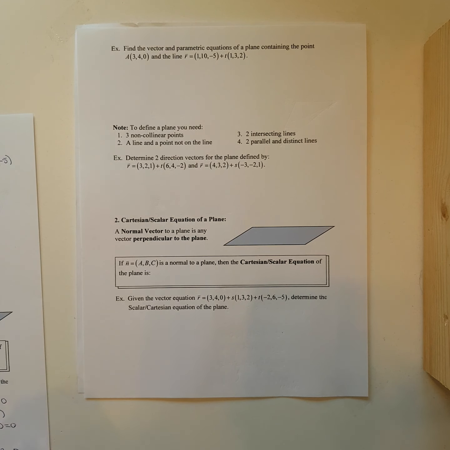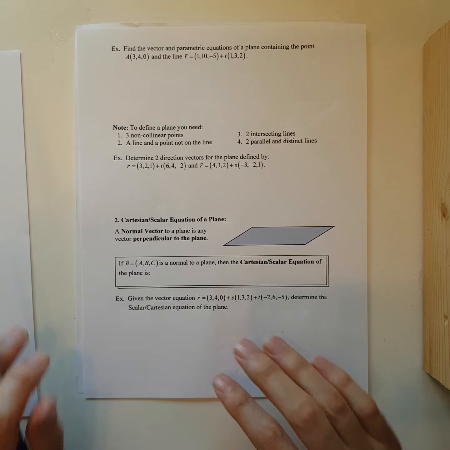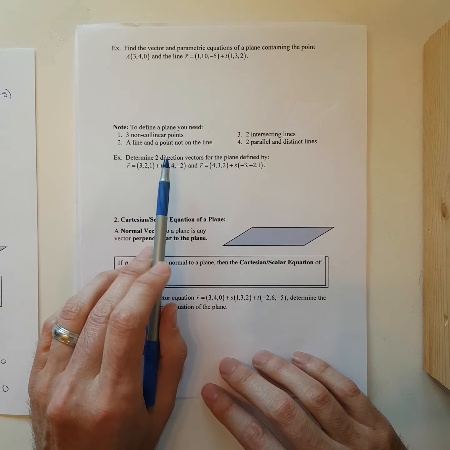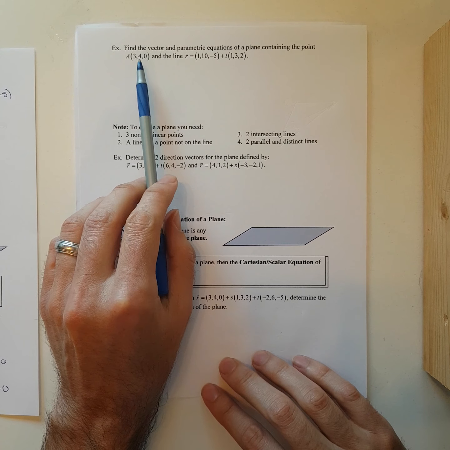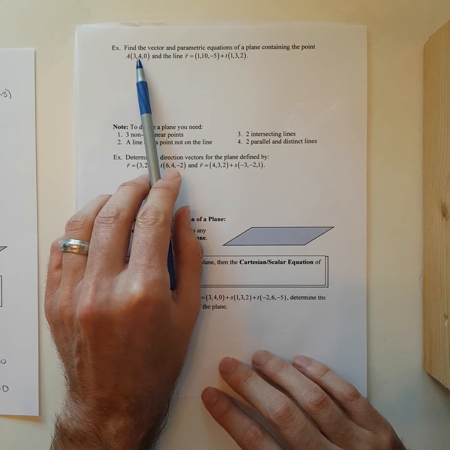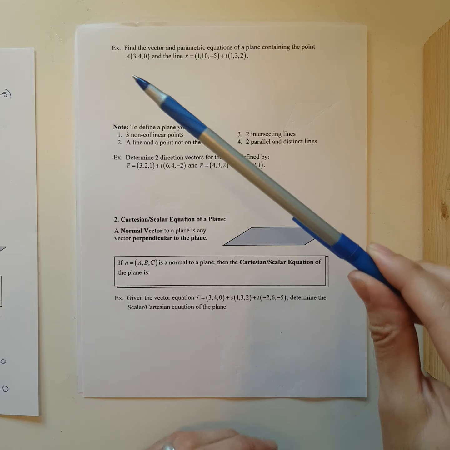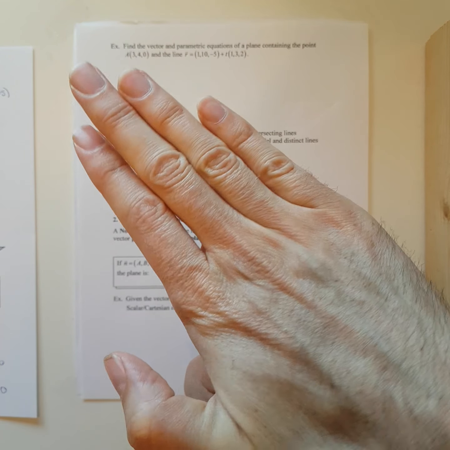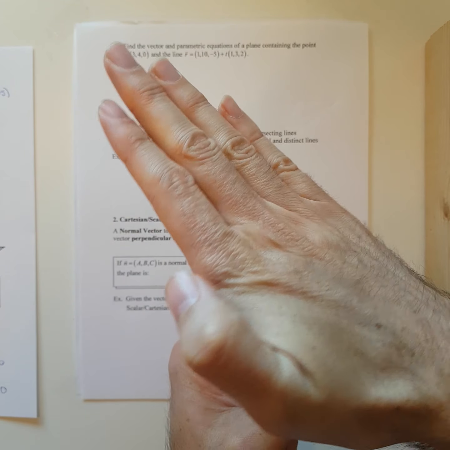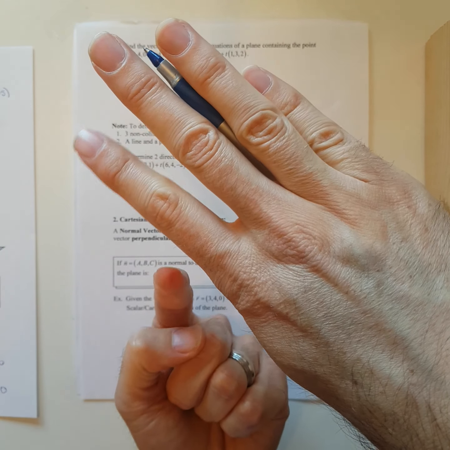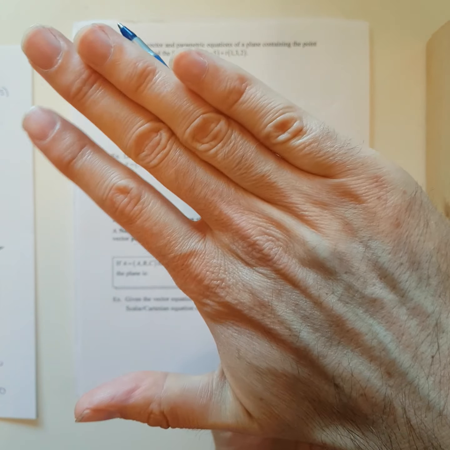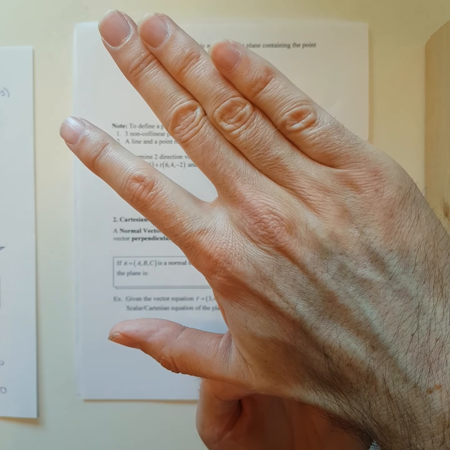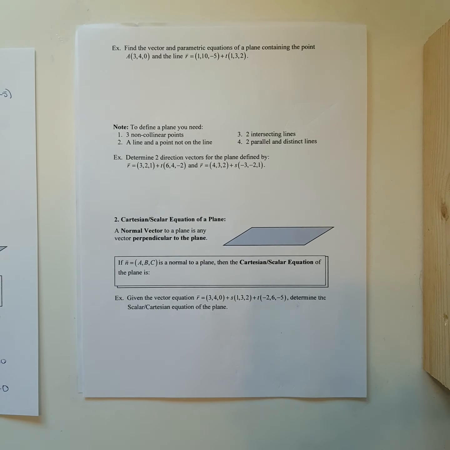If we look at a couple examples, find the vector and parametric equations of a plane containing a point and a line. There's actually four ways, we'll get to this in a second, that we can define a plane. One way is to have a line and a point. If I use my pen as a line and set a plane on top of that, that plane could wobble. So there are many planes that would contain that line. But as soon as I say it has to contain some point over here, that stops it from wobbling, because it now has to sit on the line, but it also has to contain that point. So that is one way we can describe a plane.